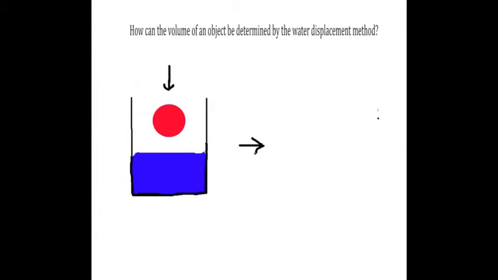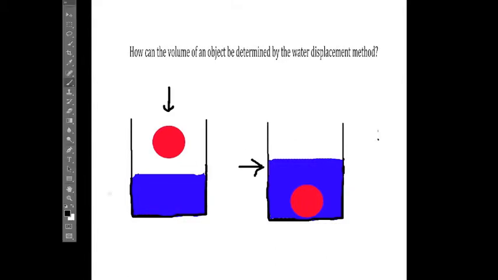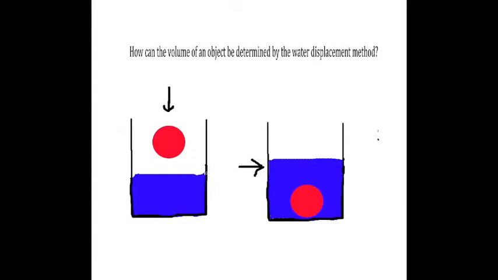When the ball enters the water, a change occurs, as represented by this arrow. The change is that the water level in the container rises. Keep in mind that each of the containers in this image are the same. The only difference is the introduction of the ball into the water and the rise of the water level.